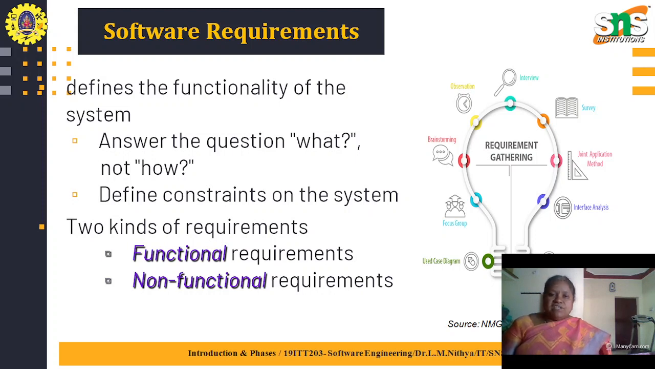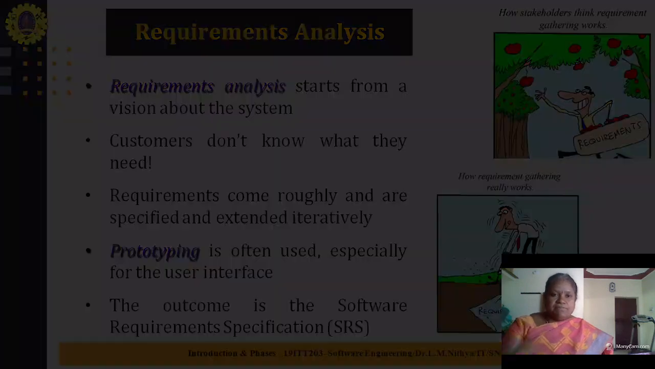Functionality is nothing but how the software functions, and constraints are nothing but the constraints prevailing in the system while performing this functionality. That's why we have two kinds of requirements: functional requirements and non-functional requirements. Functional requirements deal with the functionality, and non-functional requirements deal with the constraints of your system.